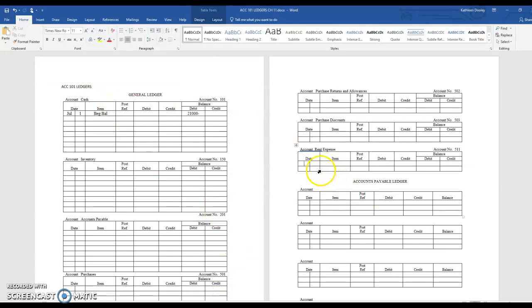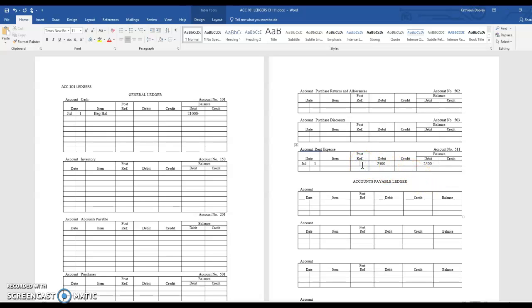I could go to rent expense. I copy the date, July the 1st. I copy the amount, $2,500, debit. I don't have a previous balance, so my new running total balance is $2,500 debit.